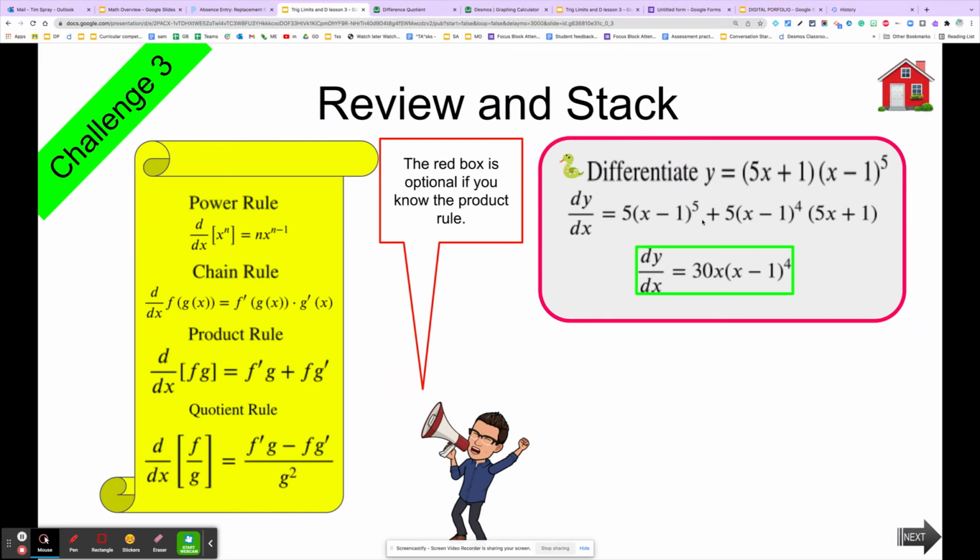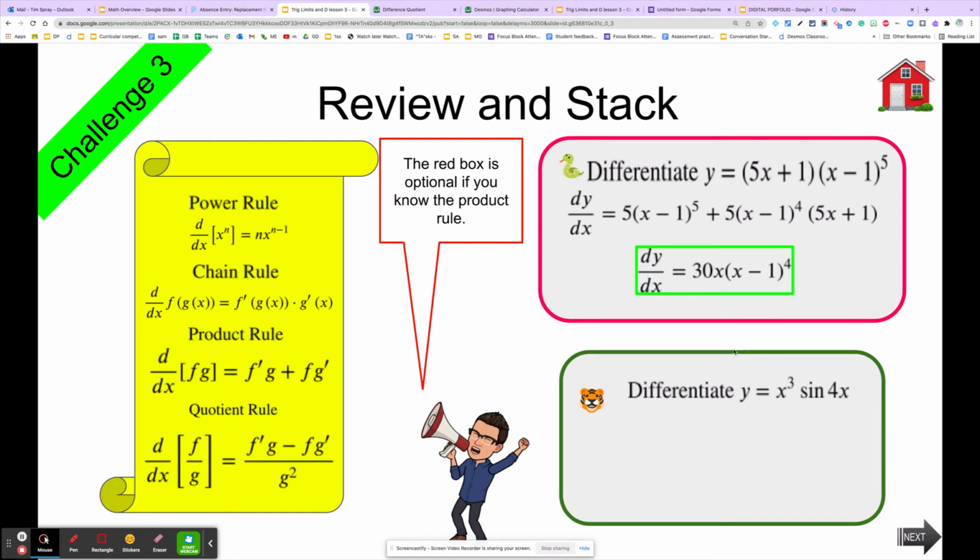And then what you can do is factor out some x minus 1s, and when you do that, that is what you are left with. So let's take a look at the trig version, and I'll get you to give this a go right now. Press pause on the video and give it a try.